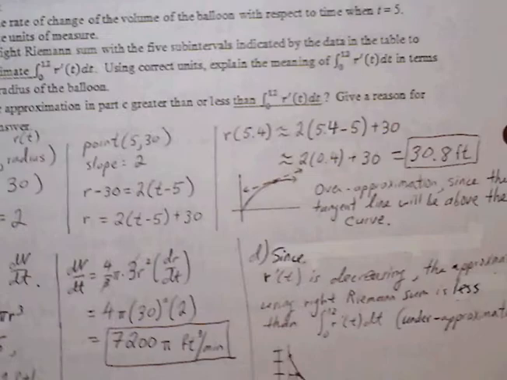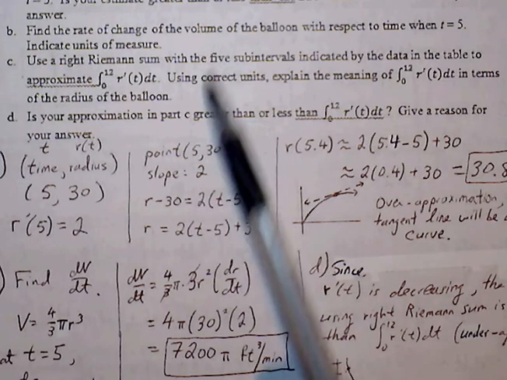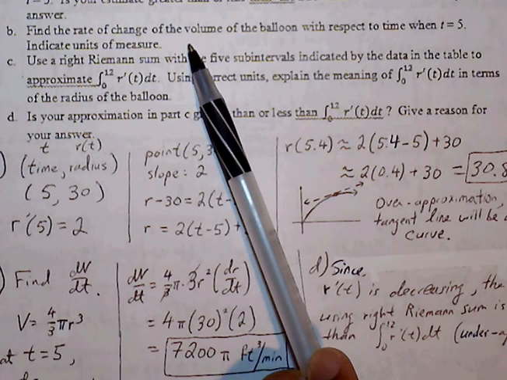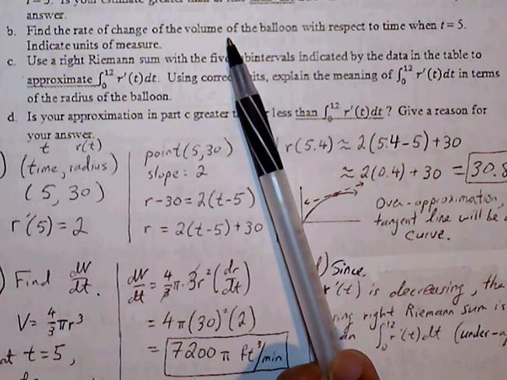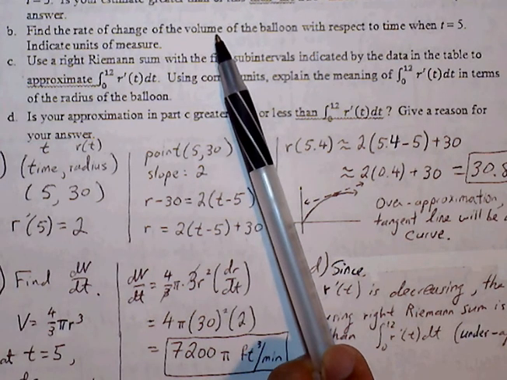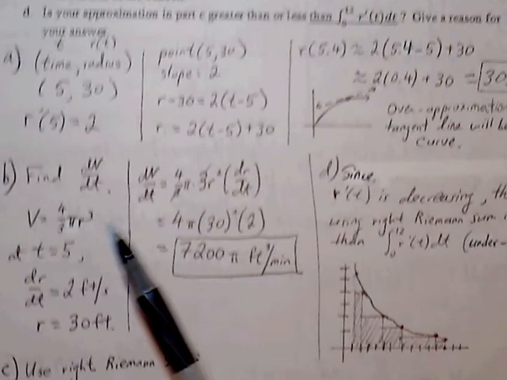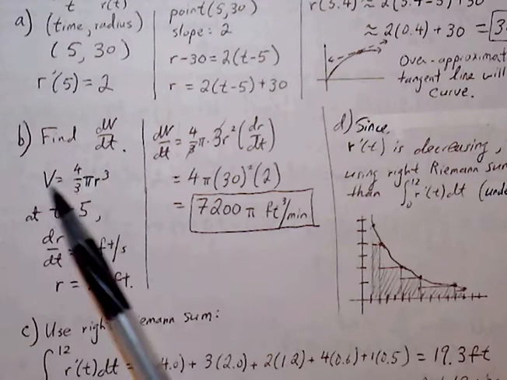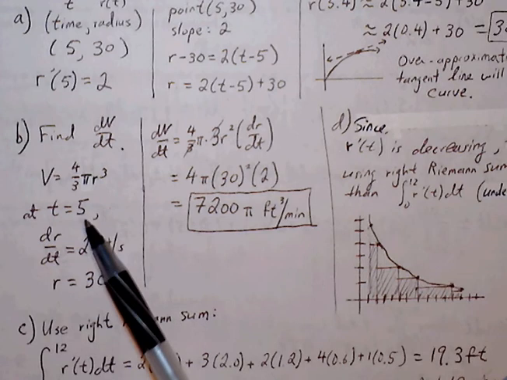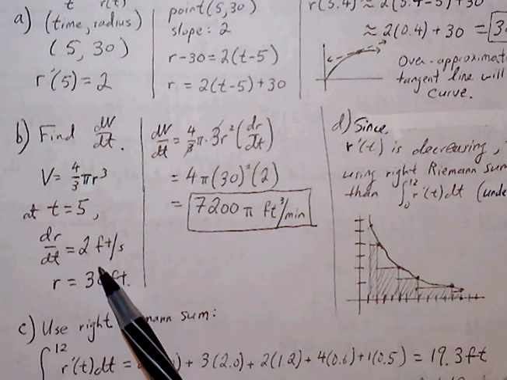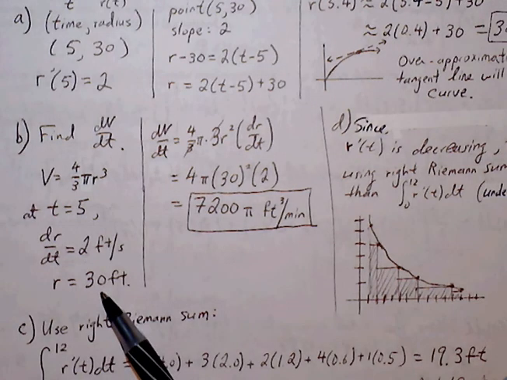Okay, part B. Find the rate of change of volume with respect to time when t is equal to 5, and indicate units of measure. This is going to be a problem that involves related rates. We're trying to find the rate of change of volume with respect to time, so we're trying to find dV over dt. We're given V is equal to 4/3 pi r cubed. At t equals 5, our rate of change of the radius is 2 feet per second, and we know that at time t equals 5, our radius is 30 feet.